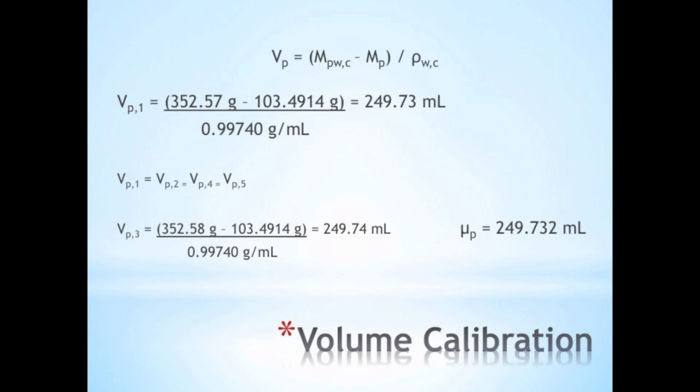The full volume calculations are shown here. The 5 computed volumes were averaged for a volume of 249.732 milliliters. The standard deviation of the dataset is computed to be 0.05 milliliters. Thus, the volume calibration is complete. The calibration of the pycnometer phase is now over.